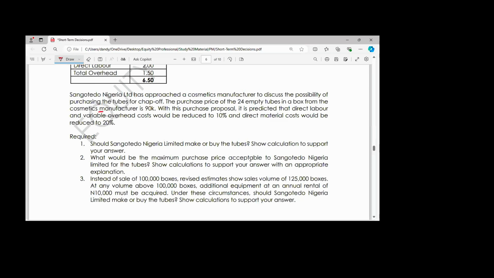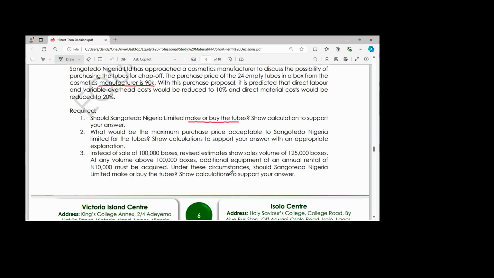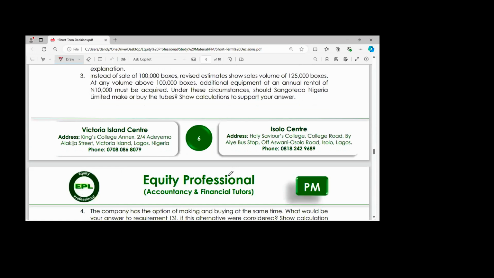Required: 1. Should Shangotedo Nigeria Limited make or buy the tubes? Show calculation to support your answer. 2. What will be the maximum purchase price acceptable to Shangotedo Nigeria Limited for the tubes? Show calculations to support your answer with an appropriate explanation. 3. Instead of sale of 100,000 boxes, revised estimate shows sales volume is 125,000 boxes. At any volume above 100,000 boxes, additional equipment at an annual rental of 10,000 naira must be acquired. Under these circumstances, should Shangotedo Nigeria Limited make or buy the tubes? Show calculations to support the answer.